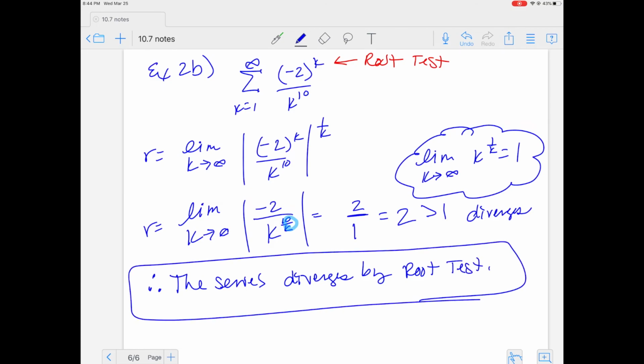Defining characteristics. To that variable k, as long as k is not your base, we cool, right? But if it's a sub k to that k as an exponent also, then you have to use your ratio test, or if you have factorials. If you just have exponents, like in these problems, the root test would work great.